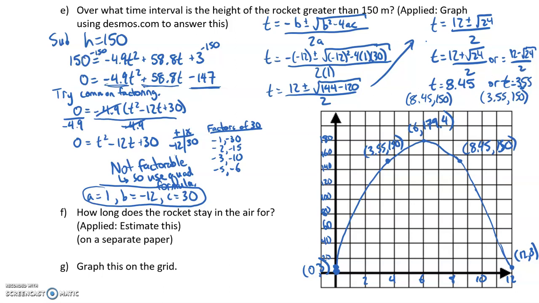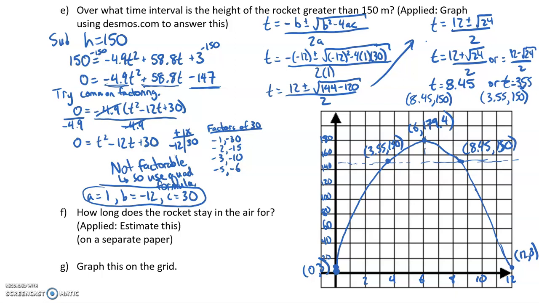Remember that we first subbed in the height as 150. So those two points occur when this height here is equal to 150. And so those are going to go right along that line right there. So we have the point 8.45 and 150 over here, and we have the point 3.55 and 150 over here. We've also already found the vertex, which is 6 and 179.4. And we know the y-intercept is 0, 3. We did that at the very beginning of the question.